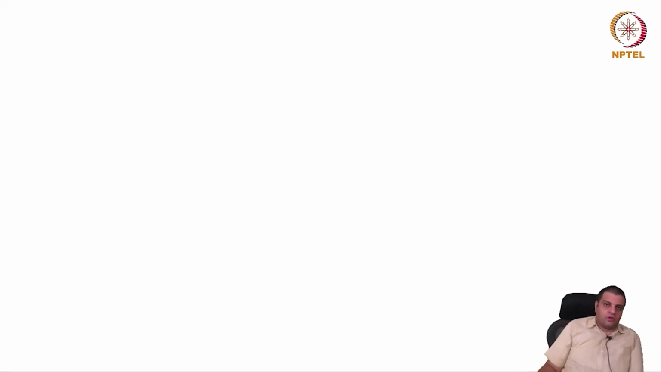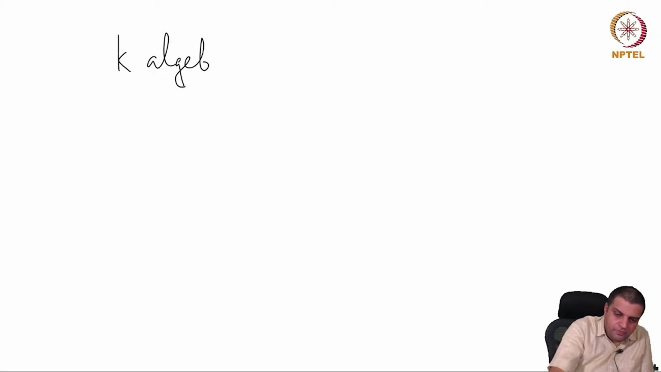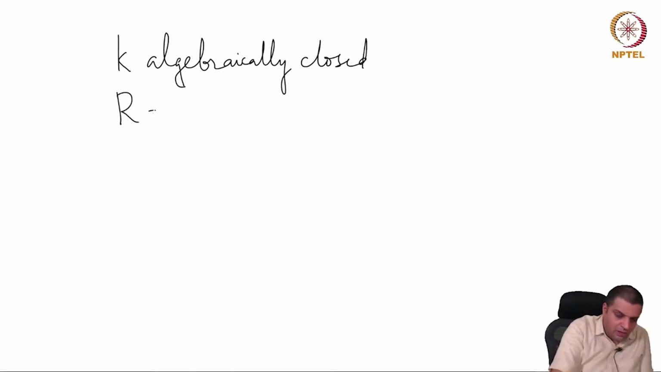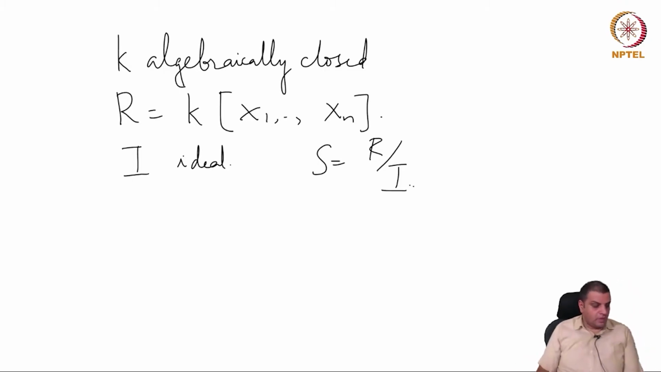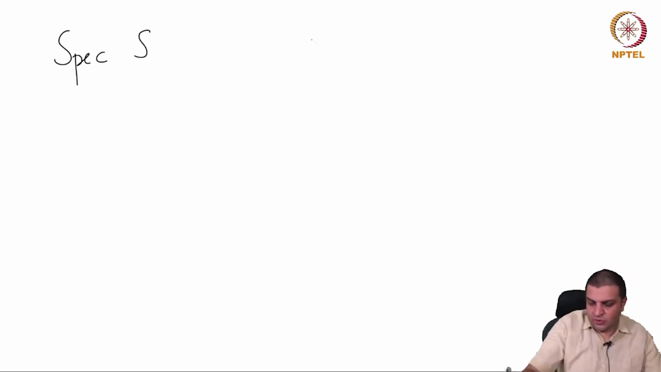So now we want to discuss the relation between these. We are back to the geometric version of the problem, which is that K is algebraically closed, R is a polynomial ring in n variables, I is an ideal, and S is R mod I. Now we defined two things: Spec of S, and also a subset called the maximal spec of S.